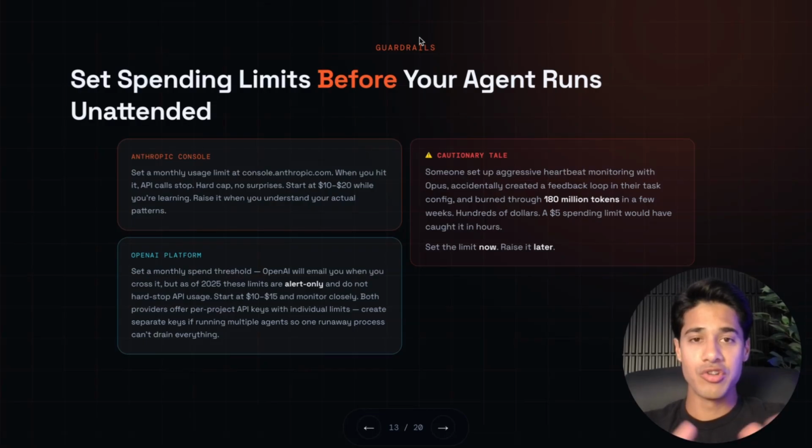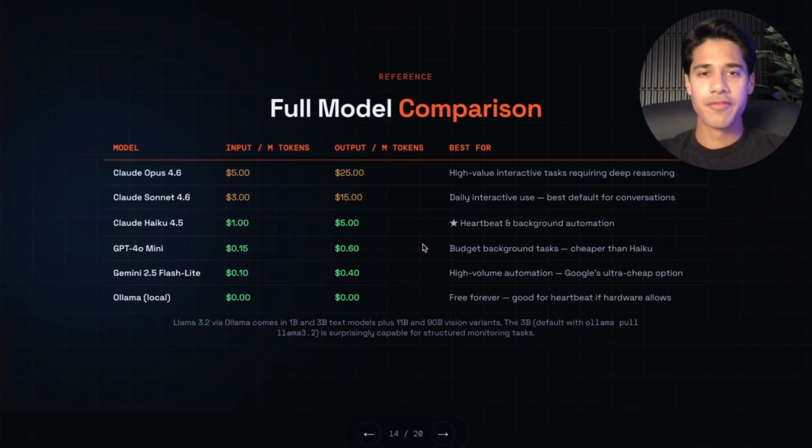You want to monitor your usage actively and set the threshold at $10 to $15 initially so you can catch runaway usage early. Both providers also offer per-project API keys with individual limits. If you're running multiple agents or experiments, create separate keys so one runaway process can't eat the budget for everything else. Let's put the full picture in one place so you can make informed decisions.